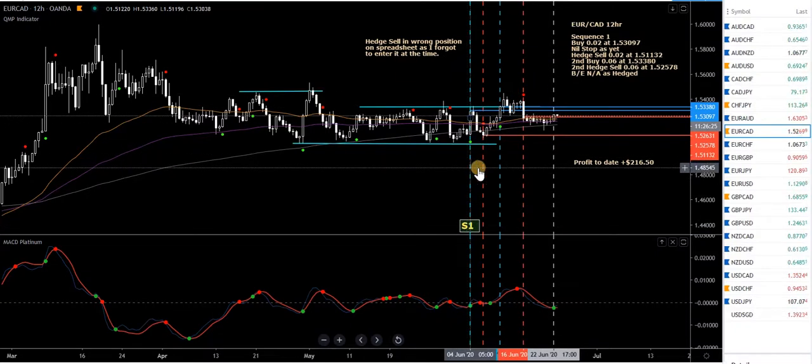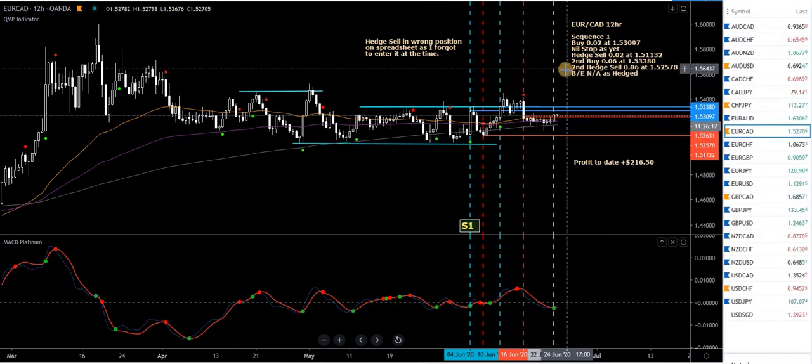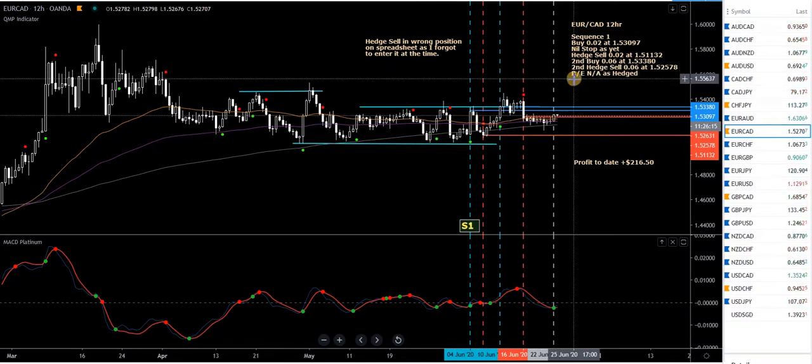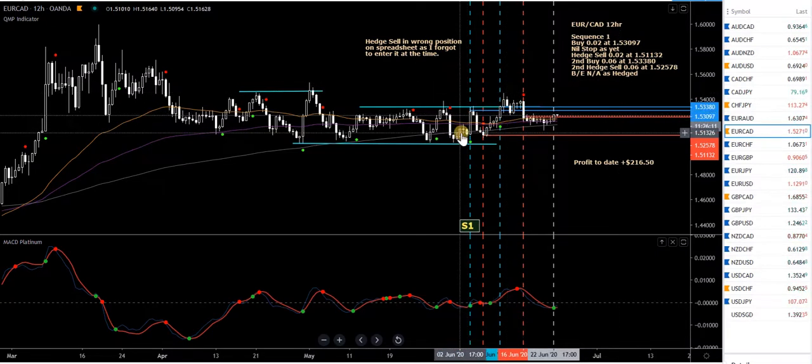So I've taken a buy, hedge sell, second buy, second hedge sell. So you can read all that there. There's slightly bigger position sizes. They go up. And break even is not applicable as it's hedged. So I'm locked in a loss on this.